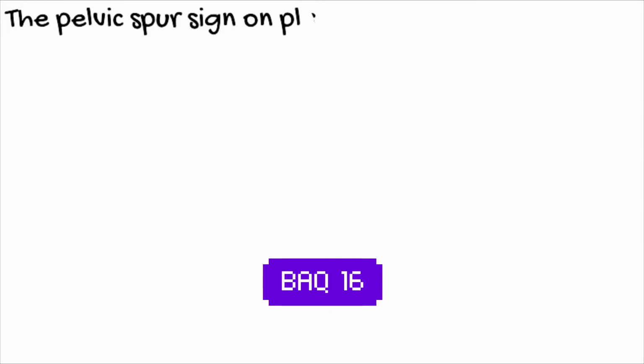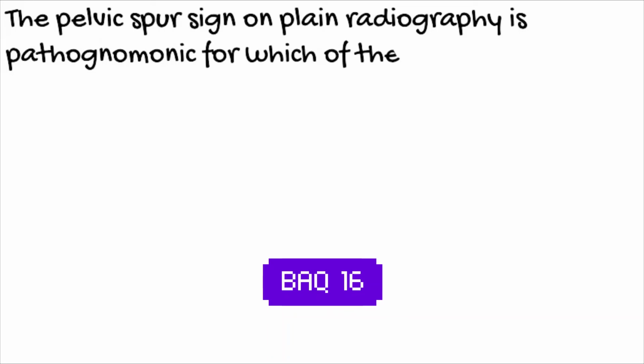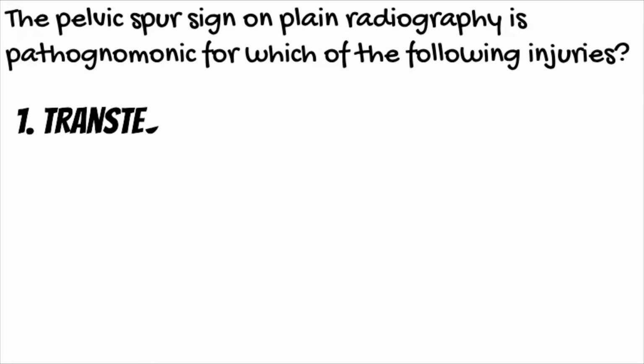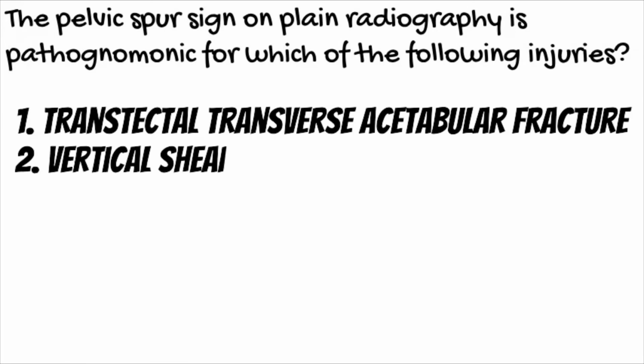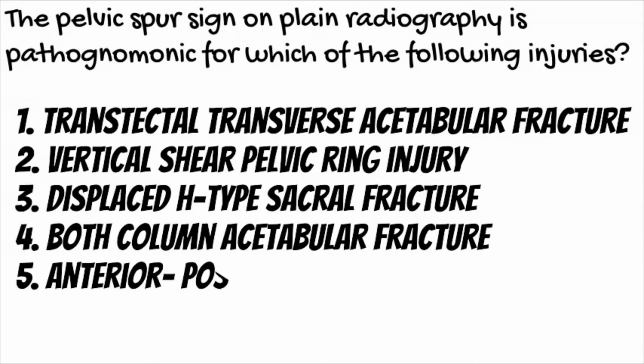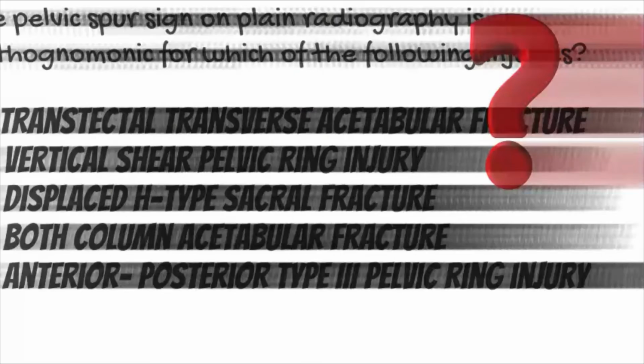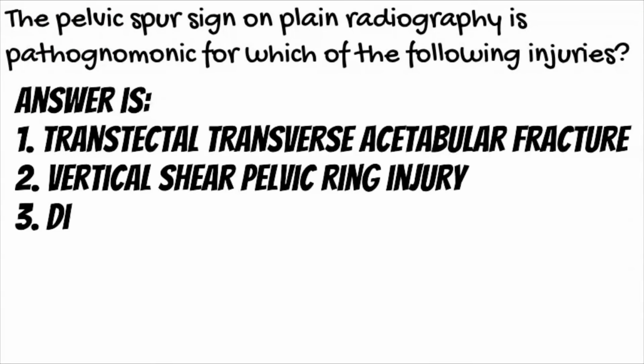The pelvic spur sign on plain radiograph is pathognomonic for which of the following injuries? 1. Transtectal transverse acetabular fracture. 2. Vertical shear pelvic ring injury. 3. Displaced H-type sacral fracture. 4. Both column acetabular fracture. 5. Anteroposterior compression type 3 pelvic ring injury. And the answer is 4.